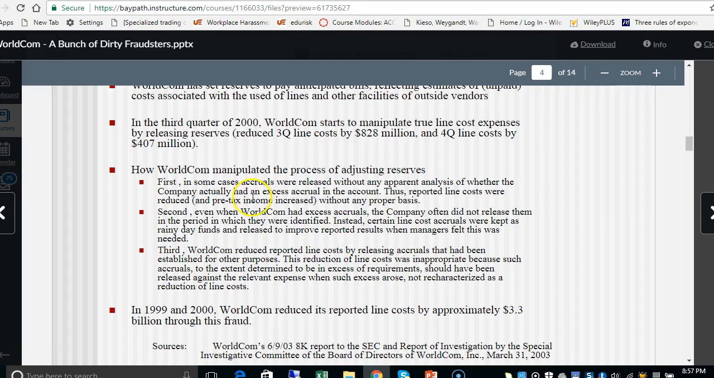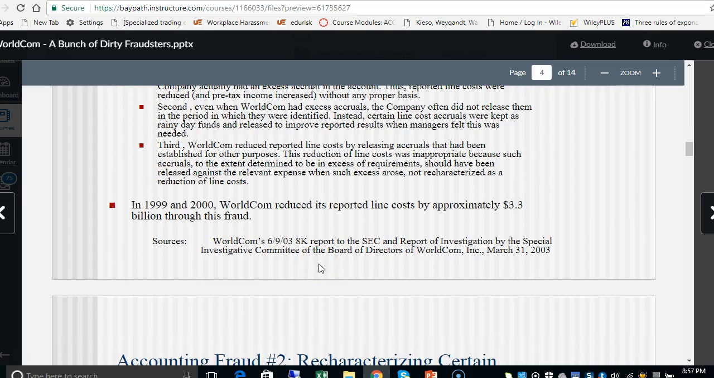So here under this heading describes how they actually did it. They basically had accruals released without any apparent analysis of whether the company actually had an excess accrual in the account. They reported line costs of $3.3 billion. $3.3 billion of normal operating expenses were put on their balance sheet.